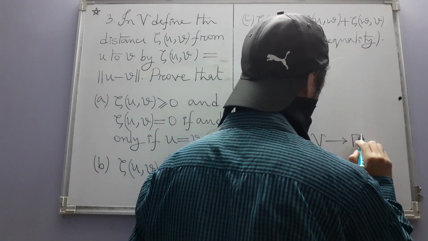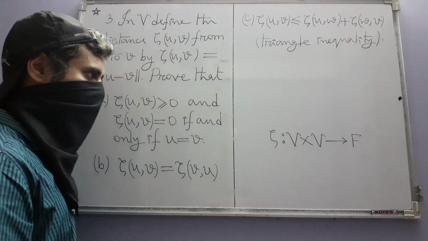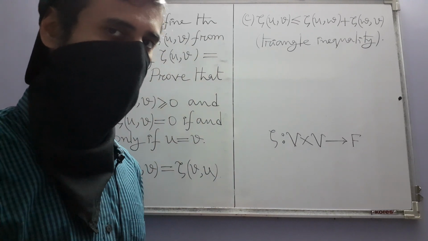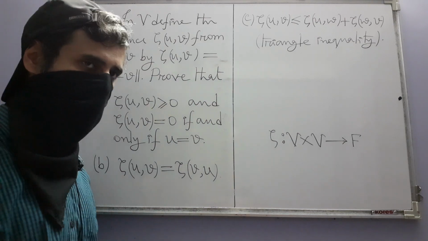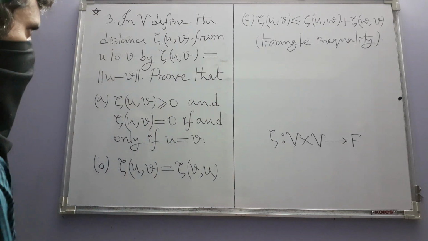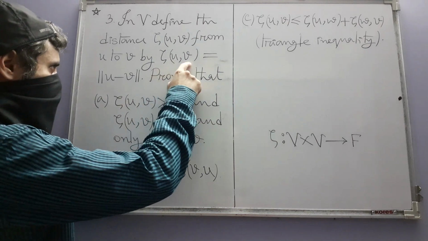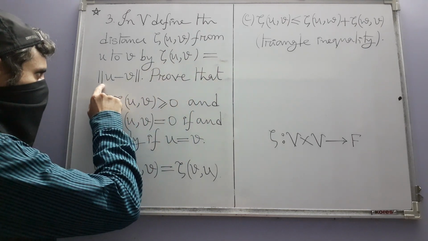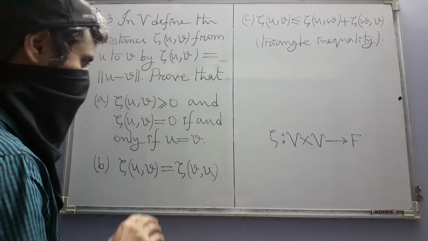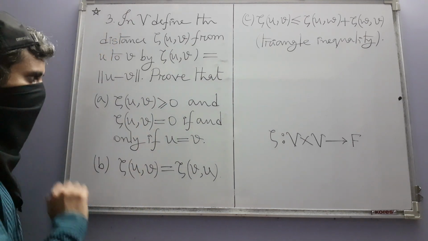and it takes values in the underlying field F, which is either the field of real numbers or the field of complex numbers, because V is an inner product space. And the definition of zeta is this: zeta of u comma v is defined to be the norm of the difference u minus v. Then zeta has these properties.